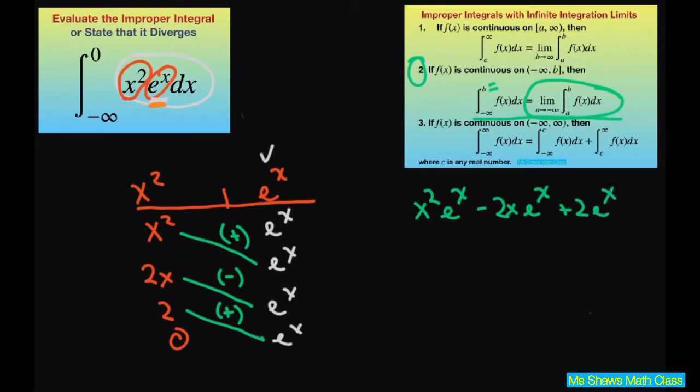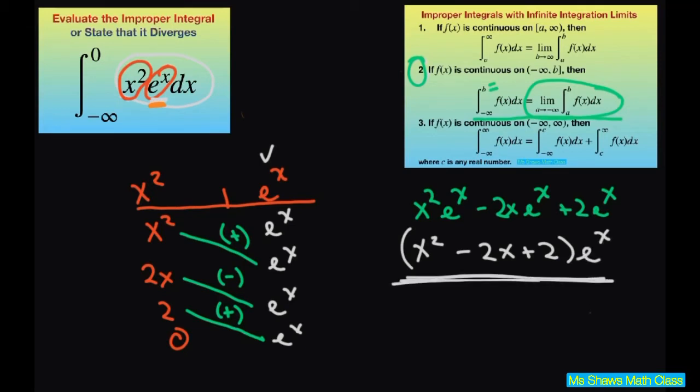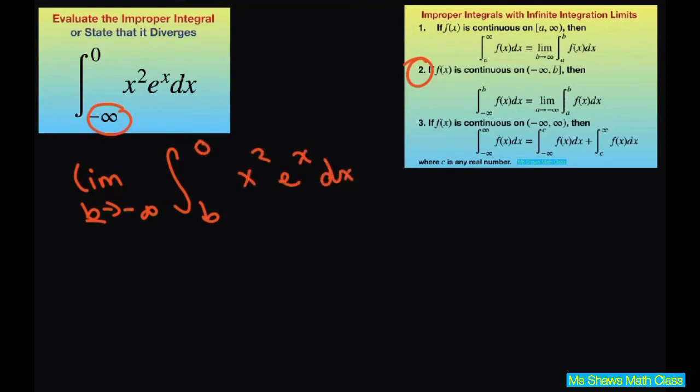All right, and then if you want, you can factor out the e to the x power. So multiply this by e to the power of x. So when we integrate, we're going to get that. All right, so now let's go ahead and evaluate the improper integral. We're using part 2, so we're going to write this as the limit as b approaches negative infinity, and then now we're changing our negative infinity to b, and we're still going to 0 of x squared e to the power of x dx.